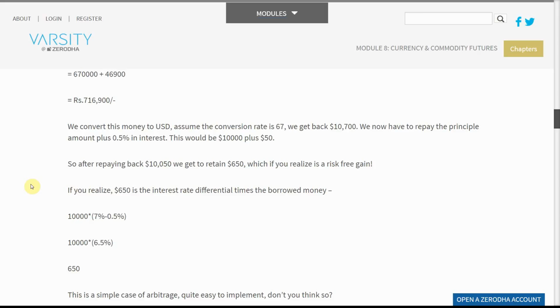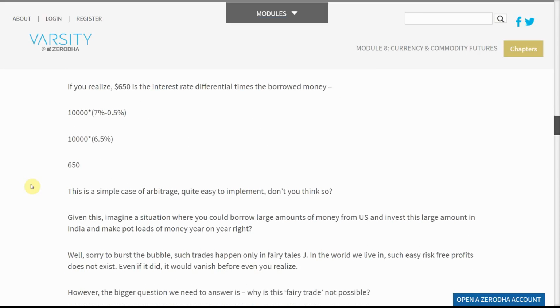This would be $10,000 plus $50. So after repaying back $10,050, we get to retain $650. Which, if you realize, is a risk-free gain. $650 is the interest rate differential times the borrowed money: 10,000 * (7% - 0.5%) = 10,000 * 6.5% = 650. This is a simple case of arbitrage. Quite easy to implement. Don't you think so?